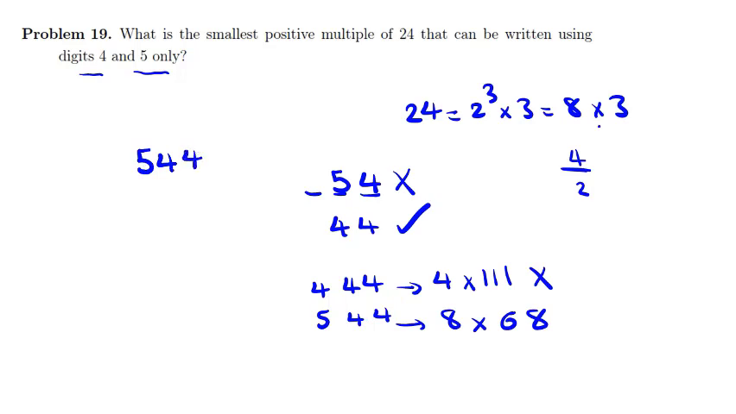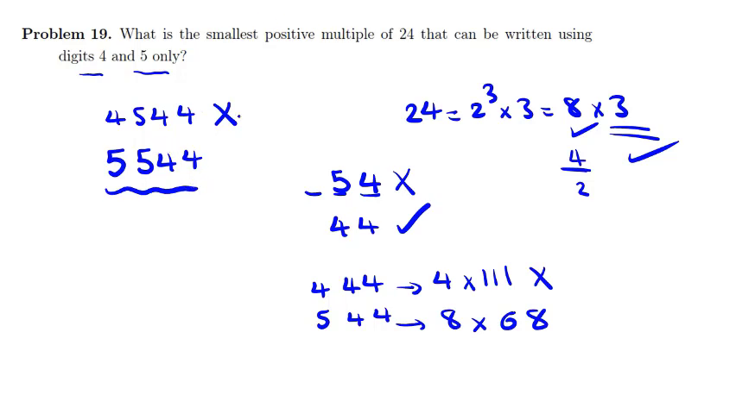Now, multiple of 8 is okay. Now we should focus on multiple of 3. It is not a multiple of 3. If you consider 3, you should add the digits. 4 plus 4, 8 plus 5, 13. It is not a multiple of 3. We should add at least one digit. If you place 5 here, then the sum of the digits will be 18, and 3 will be okay. If you place 4, it's not okay. It's 4, 4, 4. It's not okay. So the minimum number that satisfies the problem, the smallest positive multiple of 24 with digits 4 and 5, equals 55,544.